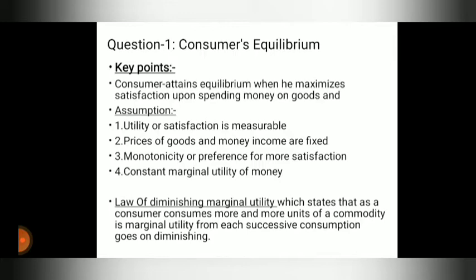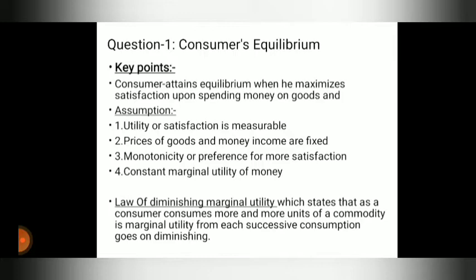And we are coming to the assumptions of the utility approach. The first is that utility or satisfaction is measurable. Then prices of goods, money and income are constant. Monotonicity of preference, or preference for more of anything. Then constant marginal utility of money, which are the assumptions of the approach.